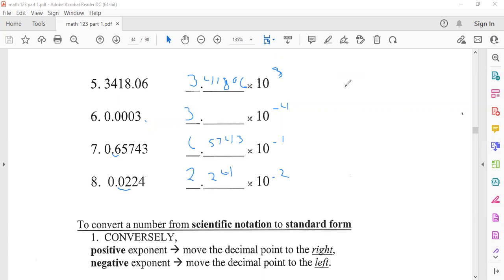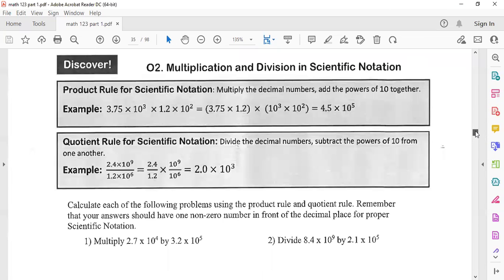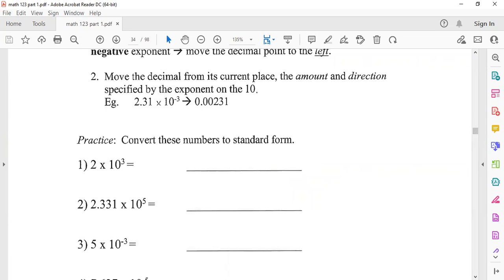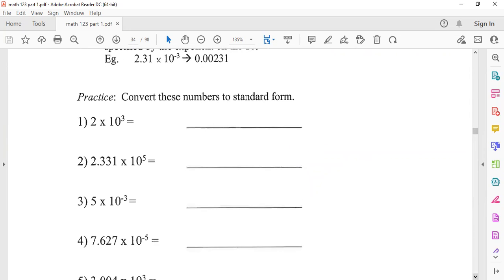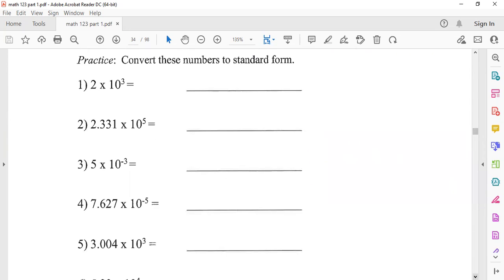If we want to go from scientific notation to standard form, we're moving the decimal the number of places of the exponent. If it's a positive exponent, we're going to move it to the right, because that's repeatedly multiplying by 10. If it's a negative exponent, we're going to move it to the left. And if there are not enough places, then we must add zeros.